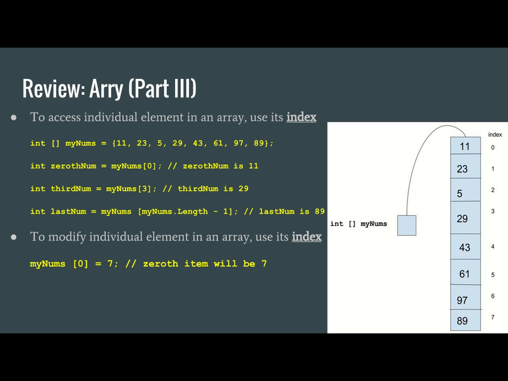And in order to modify an individual element in the array, we also need to use the index. So for instance, if I want to change this from 11 to 7, all I need to do is my_nums, specify the index, and assign a number to it.